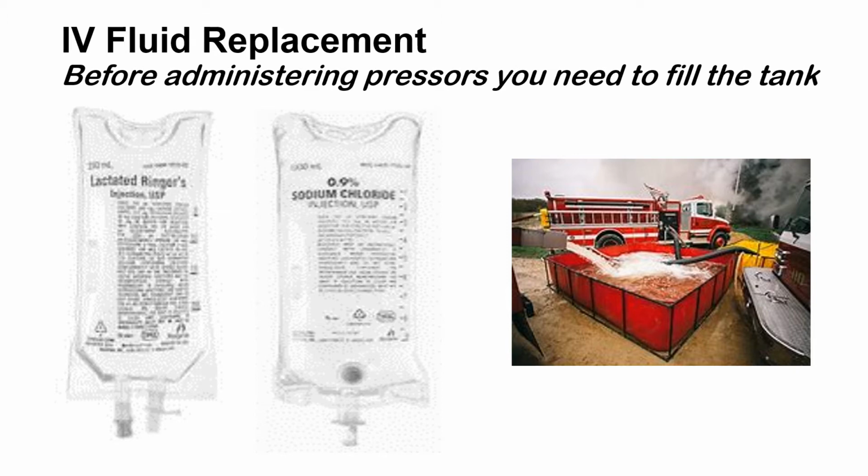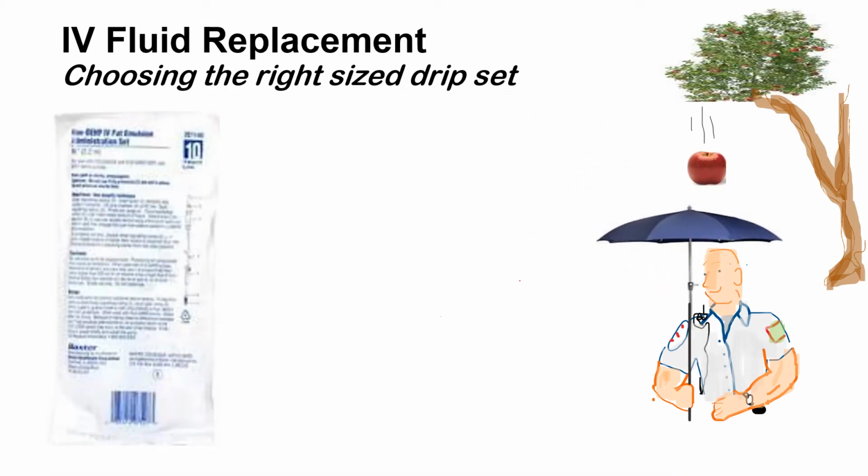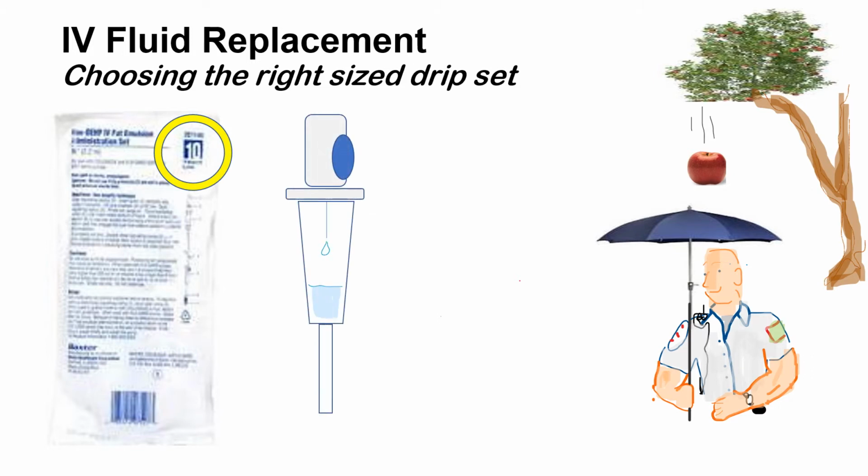When administering fluid by gravity, you need to select the proper drip set. This particular drip set is a 10-drop set. What does that mean? Every drop that comes out is a specific volume of fluid. So for every 10 drops, that will equal 1 milliliter.